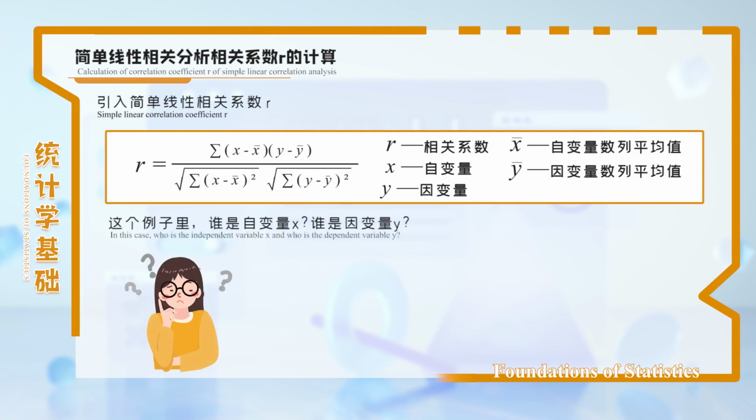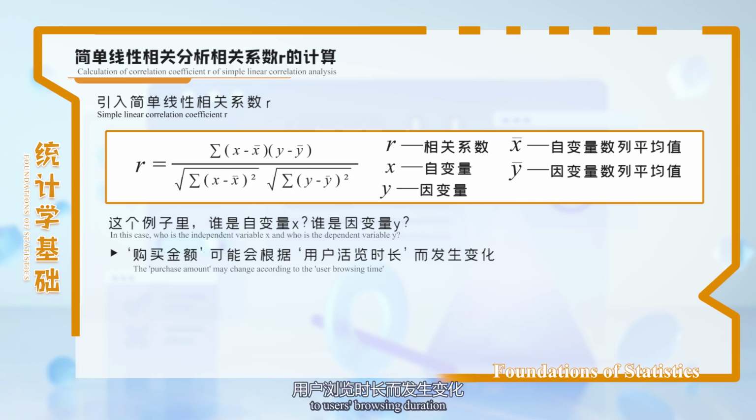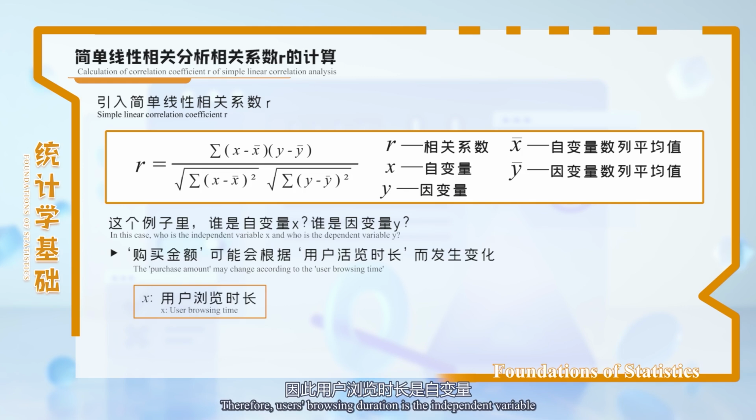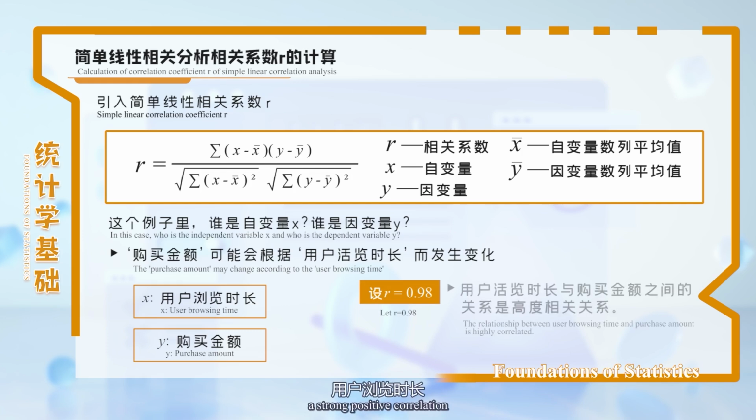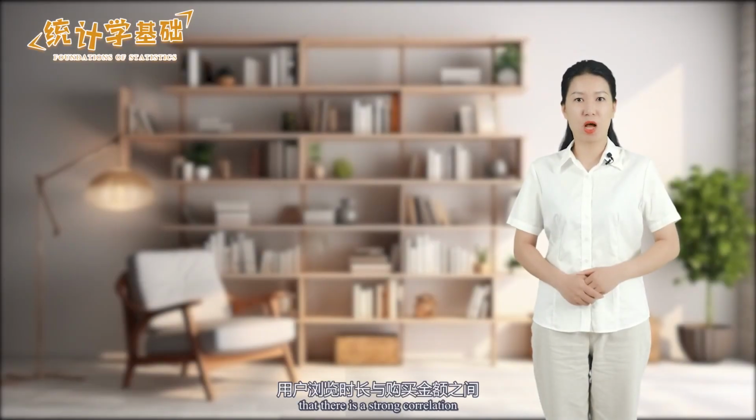In our example, which one is the independent variable X, and which one is the dependent variable Y? Based on experience, purchase amount may change according to users' browsing duration. Therefore, users' browsing duration is the independent variable, and purchase amount is the dependent variable. We can substitute the data into the formula to calculate the value of the correlation coefficient. Suppose we calculate that R equals 0.98, which means there is a strong positive correlation between users' browsing duration and purchase amount. We report to the boss that there is a strong correlation between users' browsing duration and purchase amount.